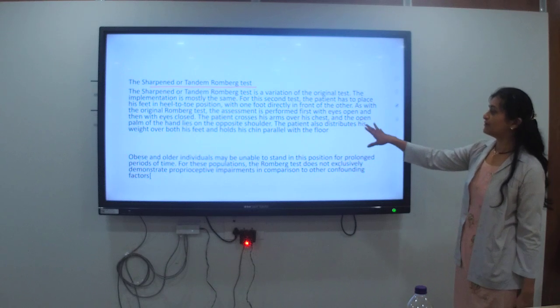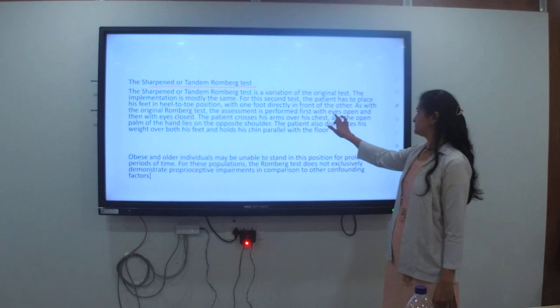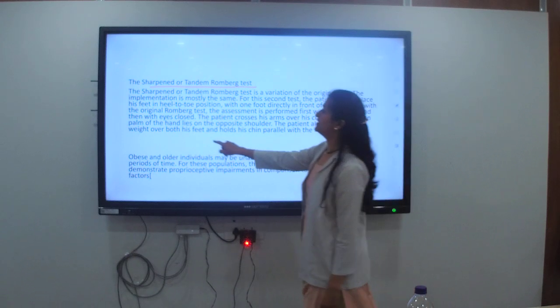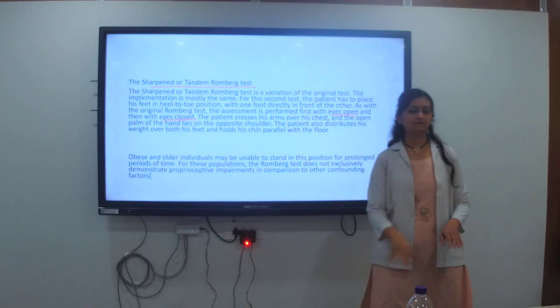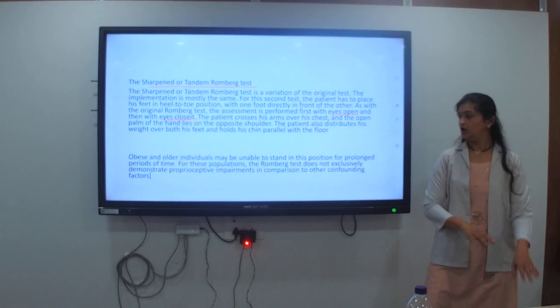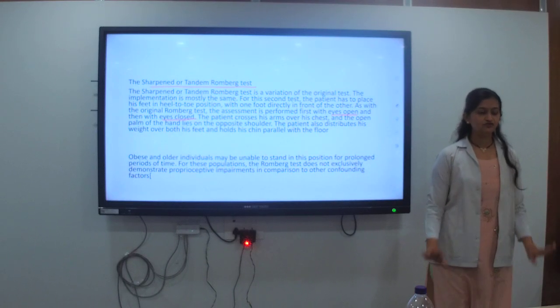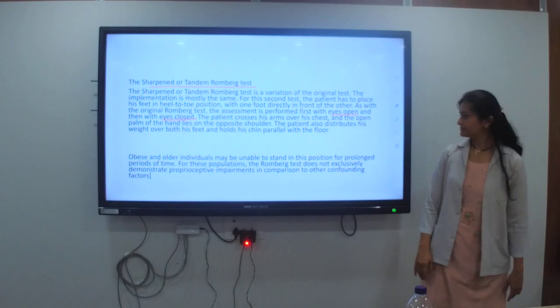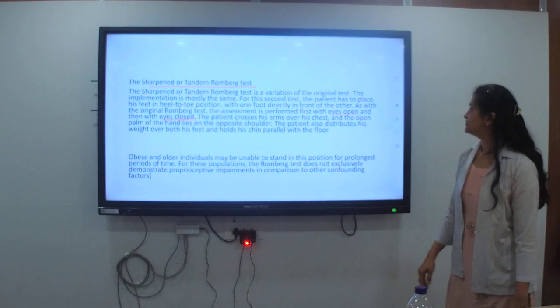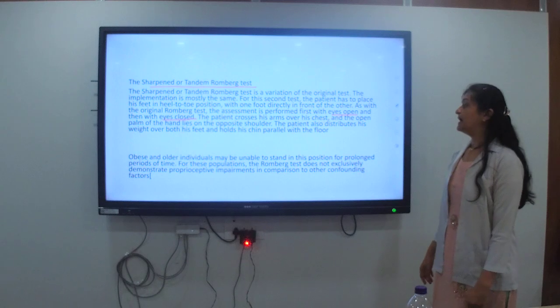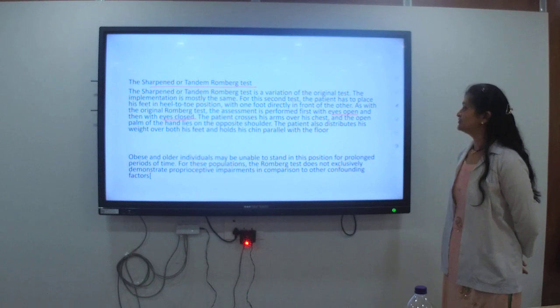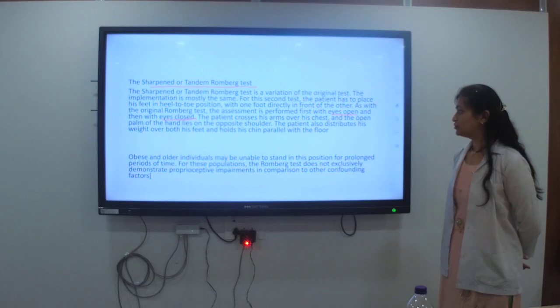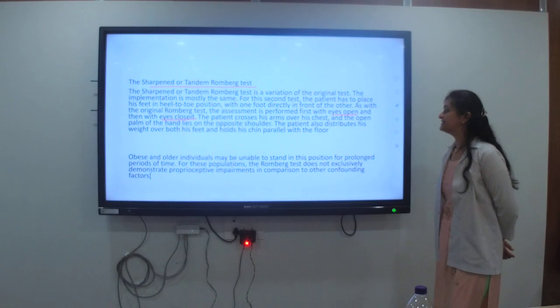As with the original Romberg test, assessment is performed first with eyes open and then with the eyes closed. Only here the feet are placed in front of each other. Okay, initially the patient is standing properly. The patient crosses his arms over his chest and the open palm of the hand lies on the opposite shoulder. The patient also distributes his weight over both his hips and holds his chin parallel with the floor.